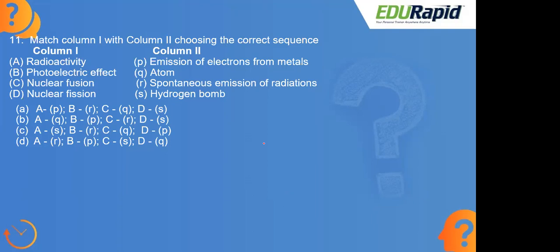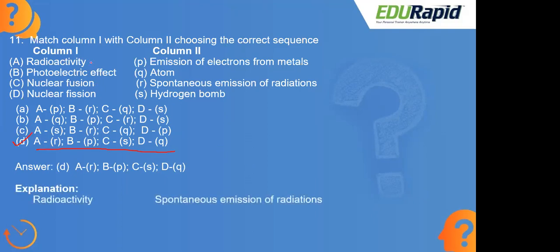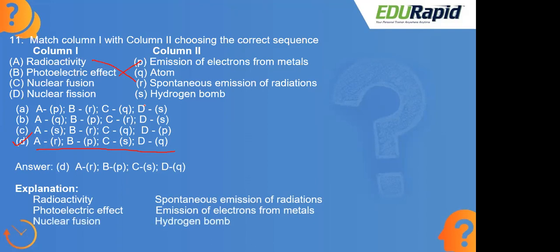Okay, let us look at the right option out of all of these. The answer is option D. A with R, B with P, C with S, and D with Q. Let us match this here. Radioactivity is matched with spontaneous emission of radiations, photoelectric effect with emission of electrons from metals, nuclear fusion with hydrogen bomb, and nuclear fission with atom.